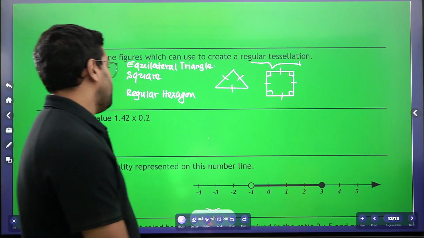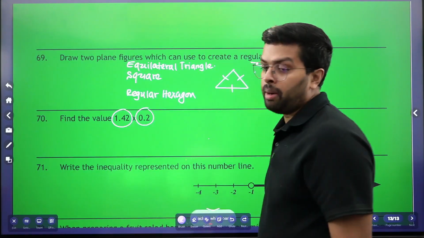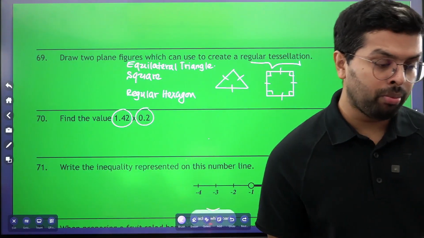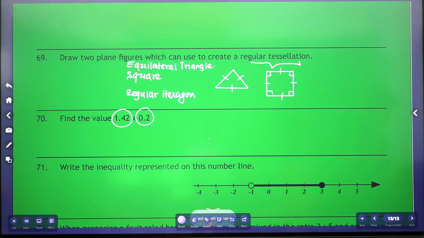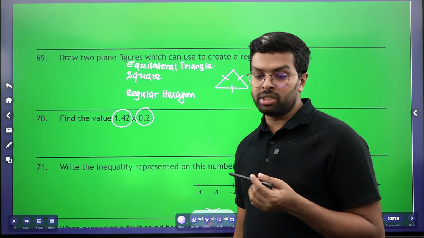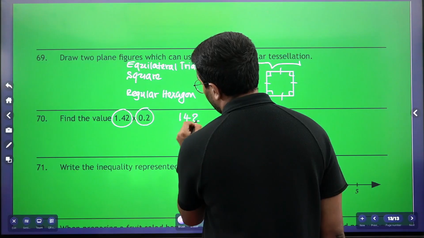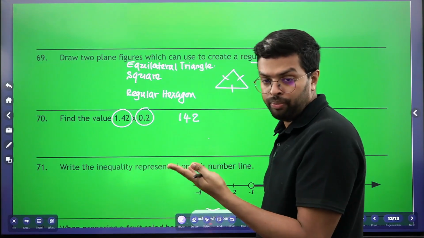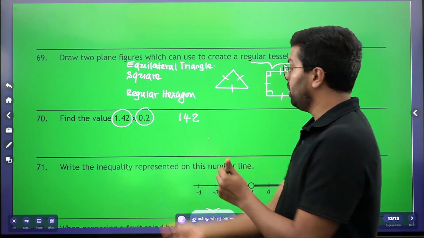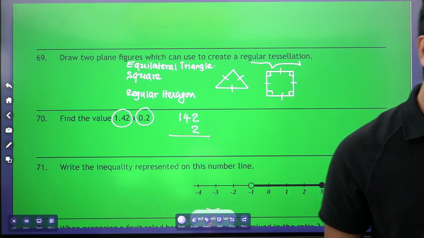Find the value. We have been given a decimal number to multiply with a decimal number. So how are we going to multiply these two decimal numbers? Right. For the moment, let's forget about the decimal point. Can you just multiply 142 instead of 1.42? Let's multiply 142 just by 2. Get the answer, will you quickly?